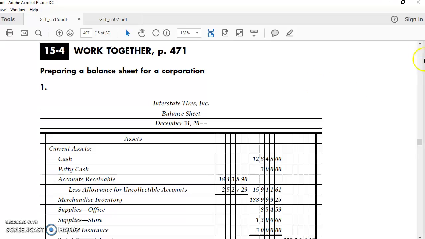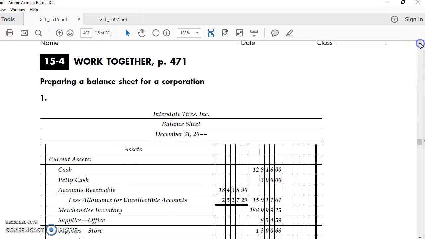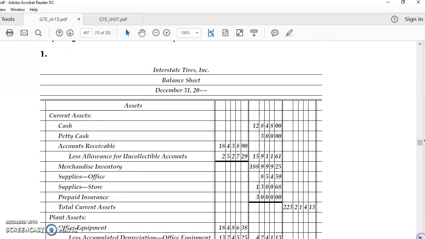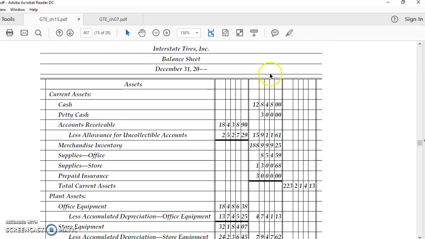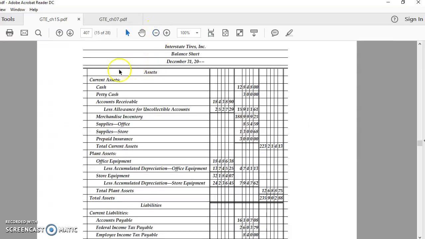And that's the work together worksheet, which is for Interstate Tires. The second line is going to say balance sheet, and then the third line again is the last day of your fiscal period.